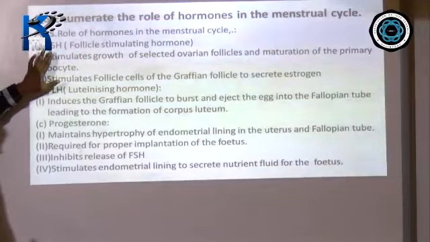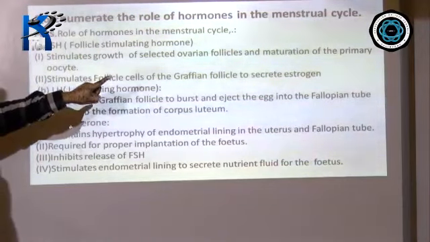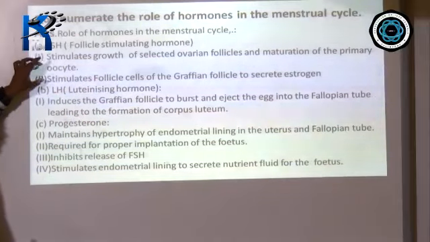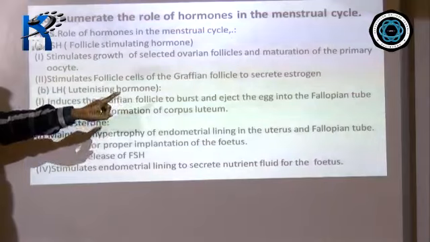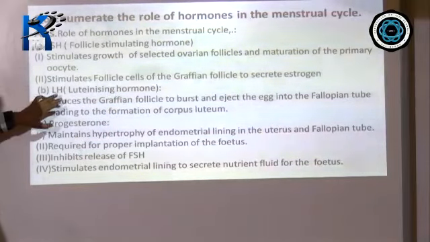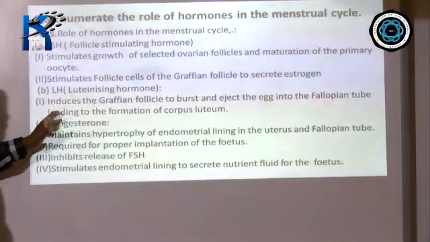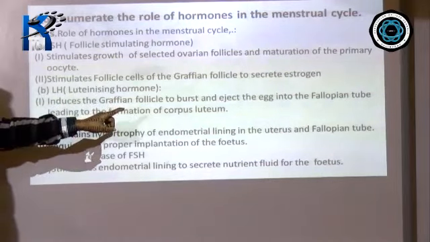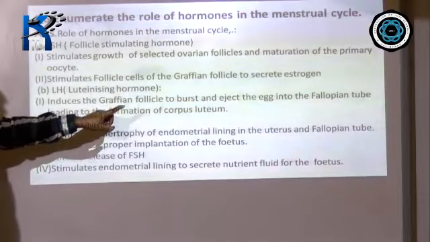Number 1 is follicle stimulating hormone. It stimulates growth of selected ovarian follicles and maturation of the primary oocyte, and stimulates follicle cells of the Graafian follicle to secrete estrogen. Then on the 10th day of the menstrual cycle, luteinizing hormone induces the Graafian follicle to burst and eject the egg into the fallopian tube, leading to the formation of corpus luteum.